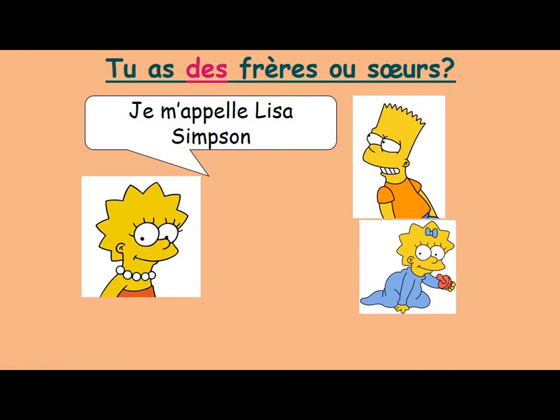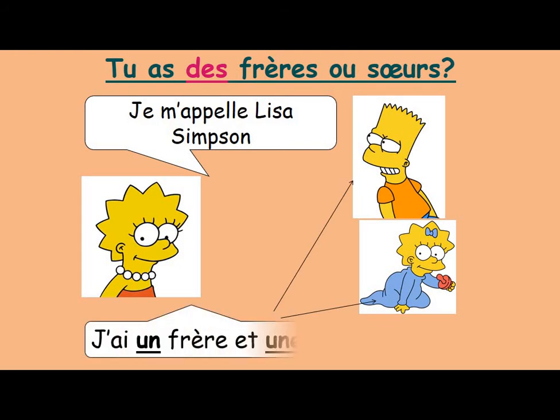Think to yourself, what would Lisa say? You know, she's obviously got 1 brother and 1 sister. How would she write that down? You need to write that on your worksheet, or type it on your worksheet. Answer comes in now. J'ai un frère et une sœur.